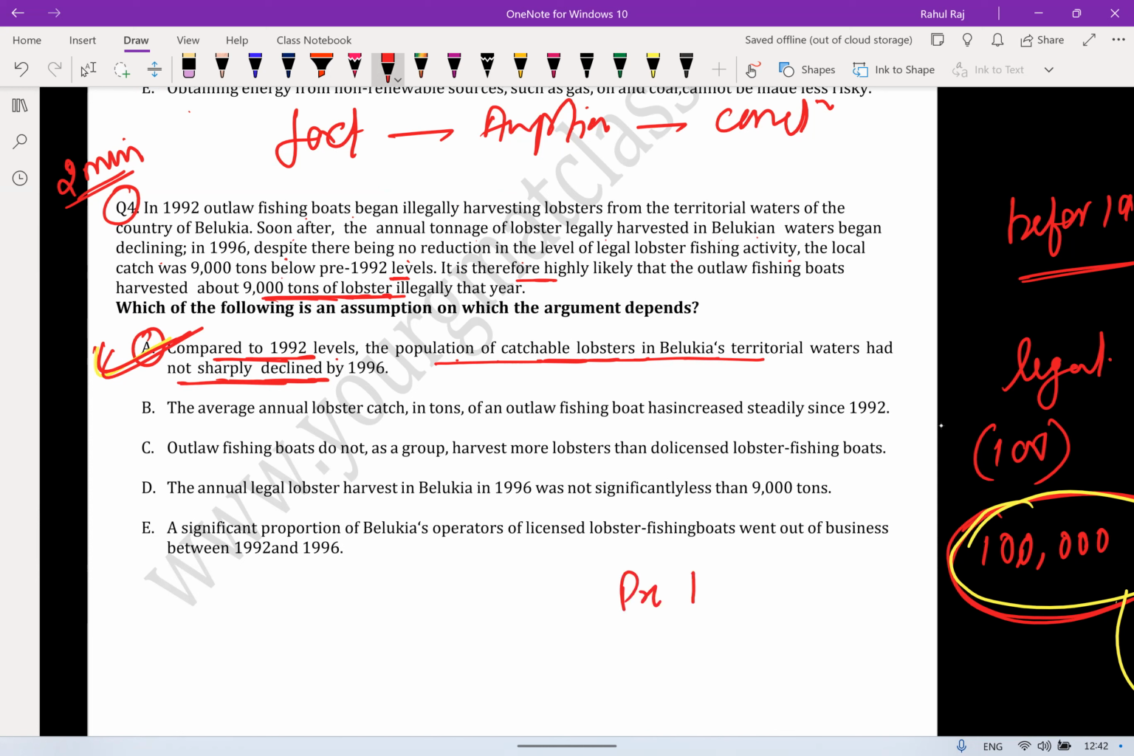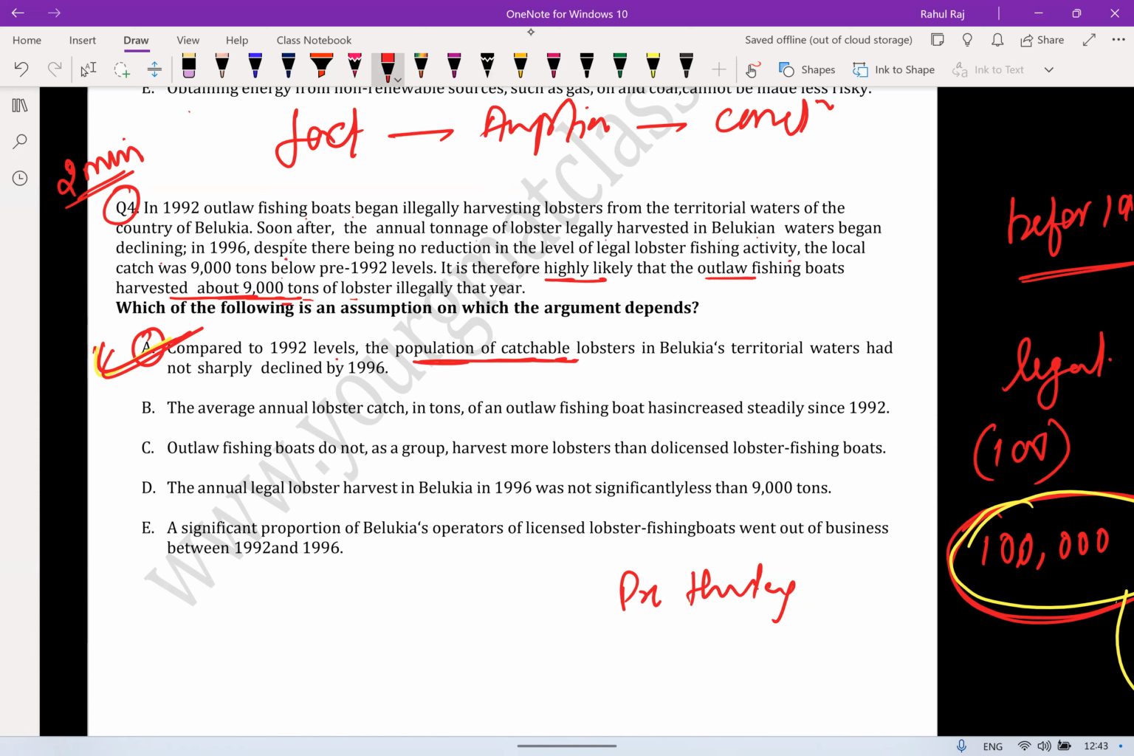But you can do pre-thinking as well. So what is pre-thinking? When the author concludes that it is therefore highly likely that the illegal boats harvested about 9,000 tons of lobster, please understand, think about what the author is concluding. So the author has filled a gap. And what is that gap? That the population of catchable lobsters in 1992 and now has not sharply declined. It is exactly the same. Because it is the same and the catch is 9,000 less than 1992, therefore 9,000 tons have gone to illegal boats. Am I making sense? Any doubt over here? We'll discuss other options as well, but tell me, any doubt?